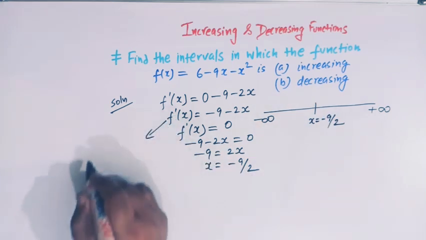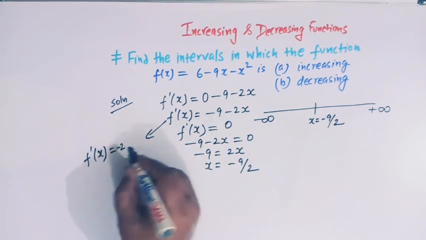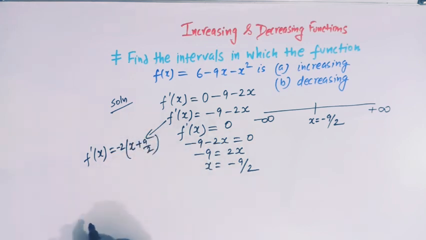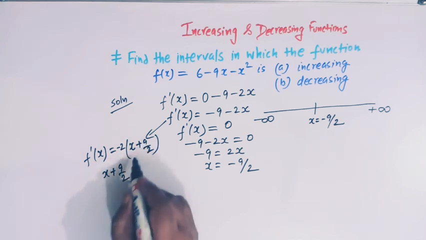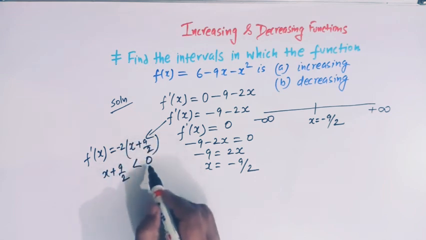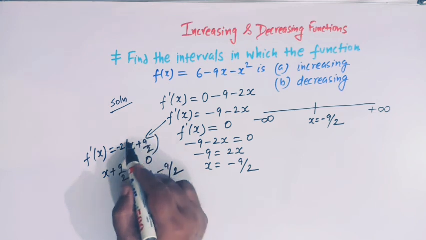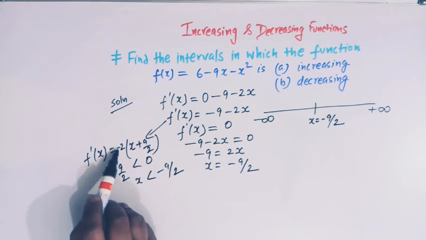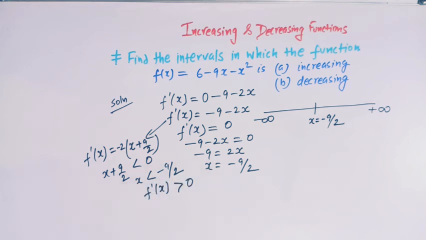So here f prime of x can also be written as, if I take minus 2 common here, then we have x plus 9 by 2, right? Whenever this factor x plus 9 by 2 is less than 0, that is x is less than minus 9 by 2, then this factor is negative, and here we already have a negative sign, so negative and negative becomes positive. So f prime of x must be greater than 0, right?